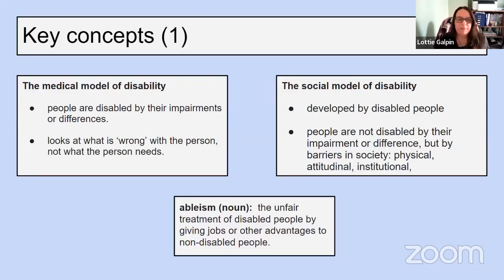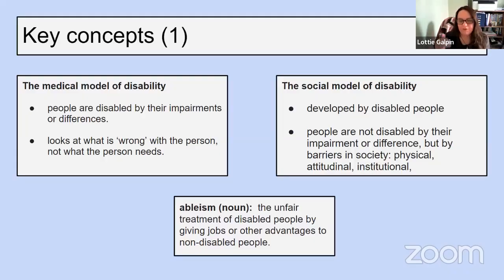Attitudinal might be something like reduced expectations of that person or discrimination. Institutional barriers might be something like how the legal system creates barriers or makes the world more accessible to people.